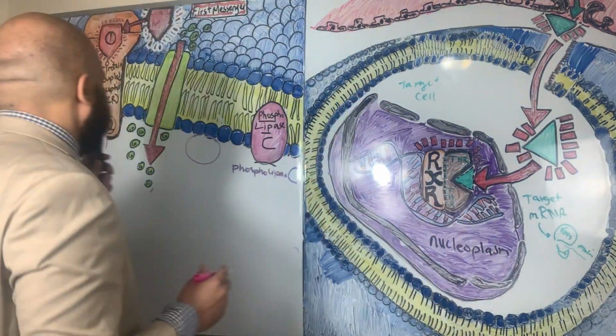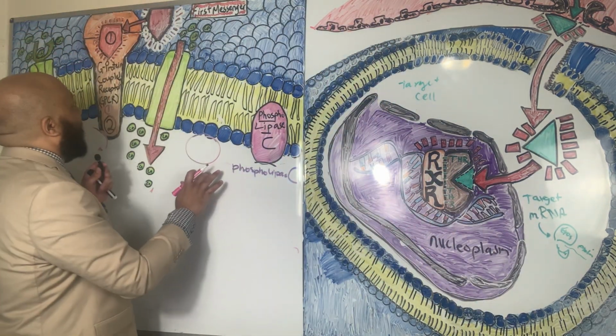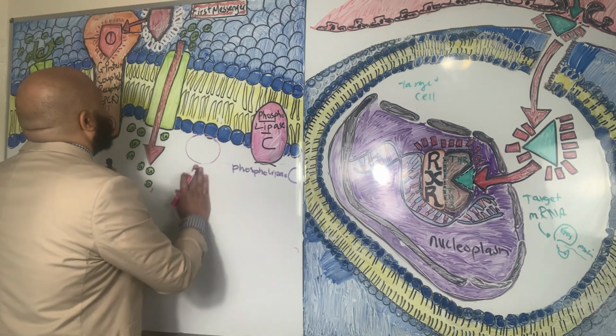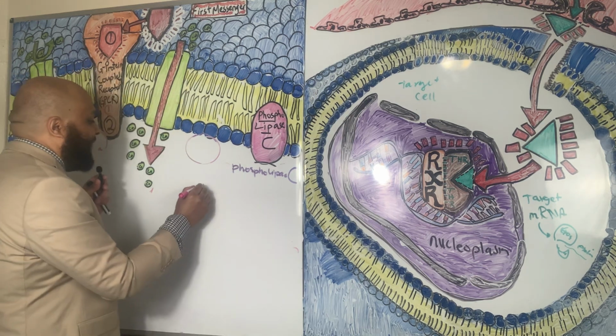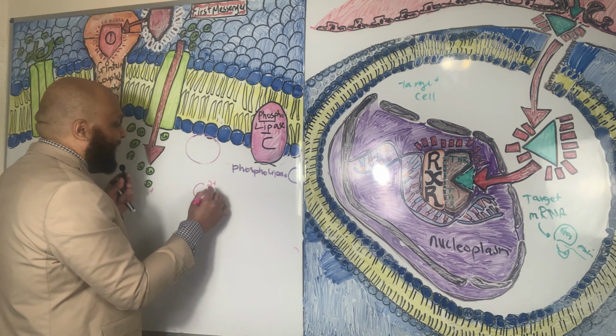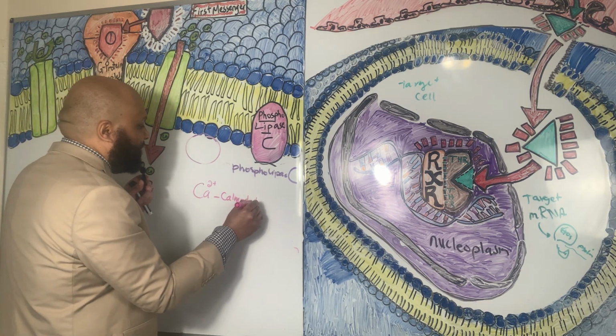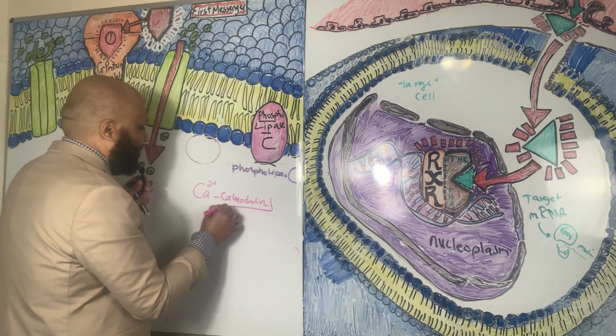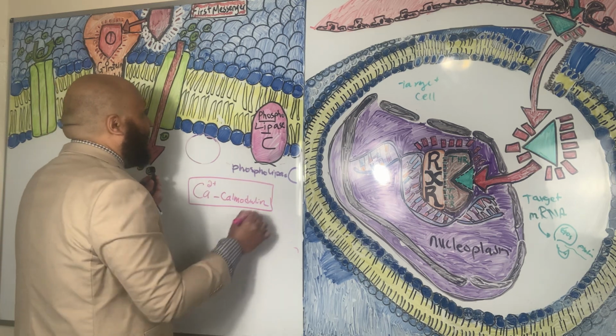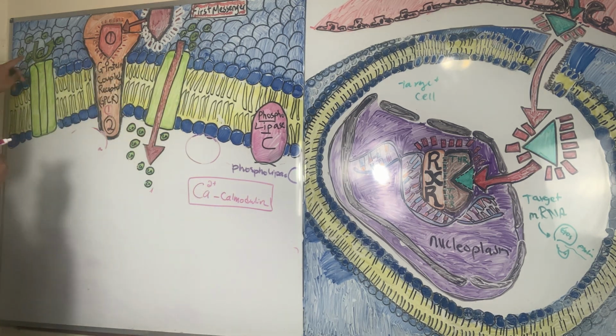So let's begin with the first second messenger system, and that is the simplest and easiest of all of them. And that is the calmodulin second messenger system. What happens here is calcium deflects on the outside.